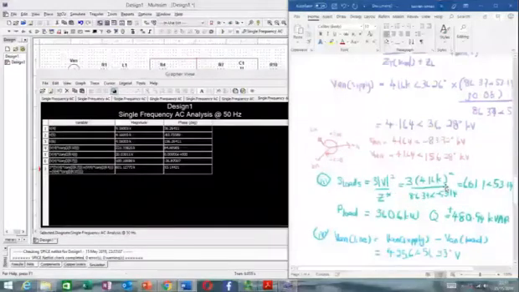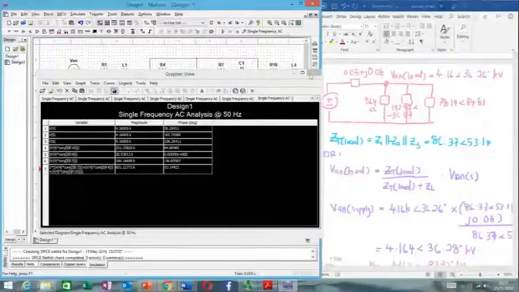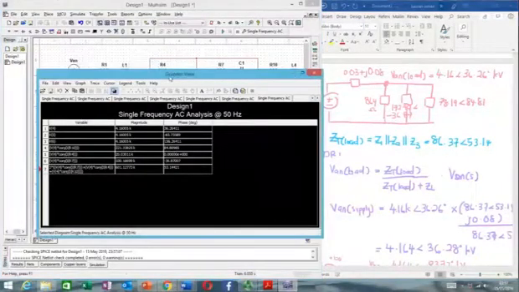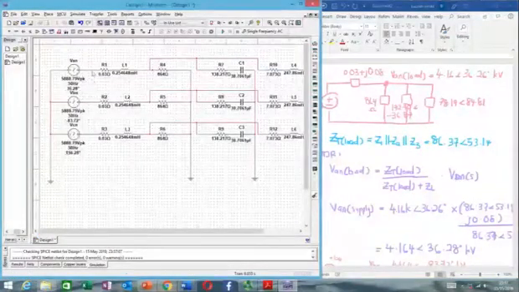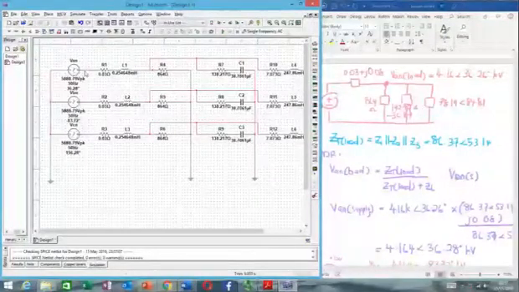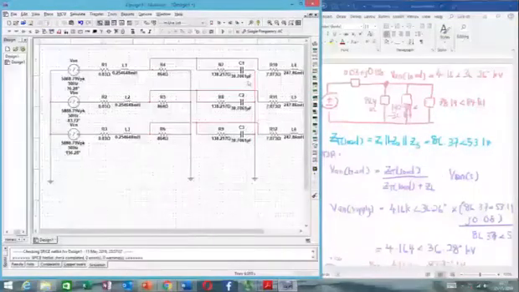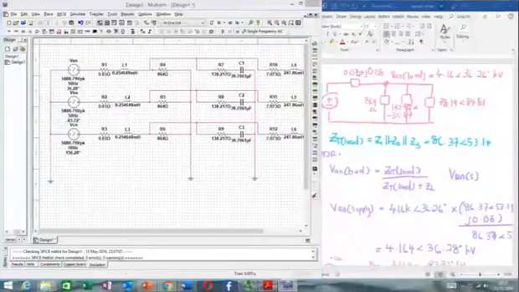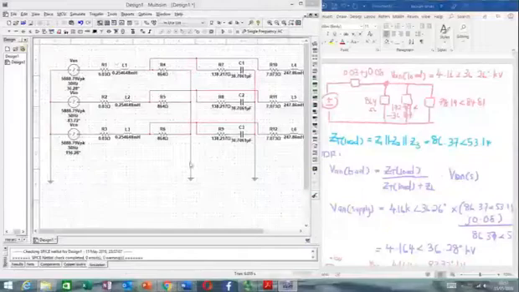Okay, then next, to get Z total, Z load, you can calculate it, but you have to remove the source and find the impedance from this side. This is only applicable for a single phase.